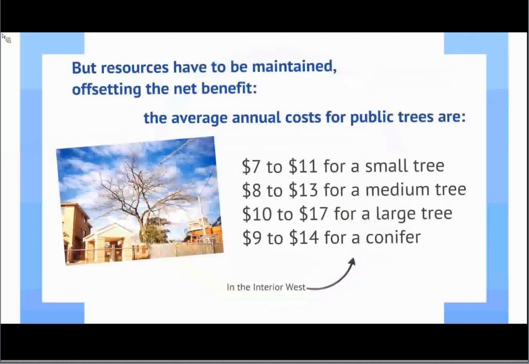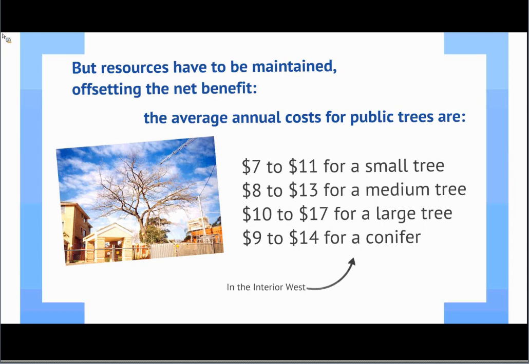The caveat to that is that these resources have to be maintained, and so there are some annual average costs for a public tree, but also for trees that are in your own yards. Some of these trees can cost up to $17 per year to maintain, and that includes watering and trimming and keeping the trees generally healthy. And these numbers are specifically for the interior west. So if you're joining from outside of the interior west, the USDA has these books for the entire, at least the lower 48. They may have some information for Alaska and outlying areas as well.